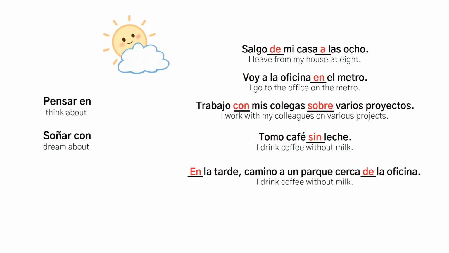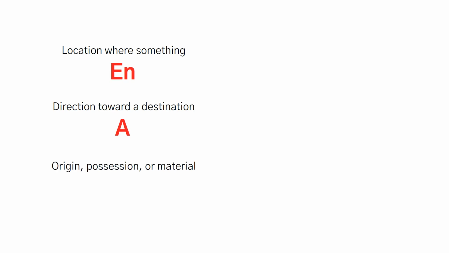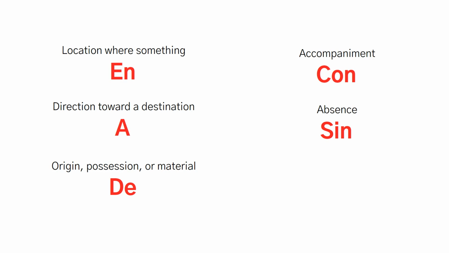When you're uncertain, ask yourself what relationship you're trying to express. Location where something exists? En. Direction toward a destination? A. Origin, possession, or material? De. Accompaniment? Con. Absence? Sin. Topic or surface? Sobre. The right preposition will follow from the relationship you need.